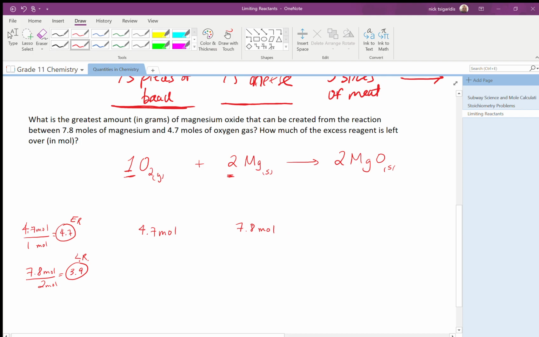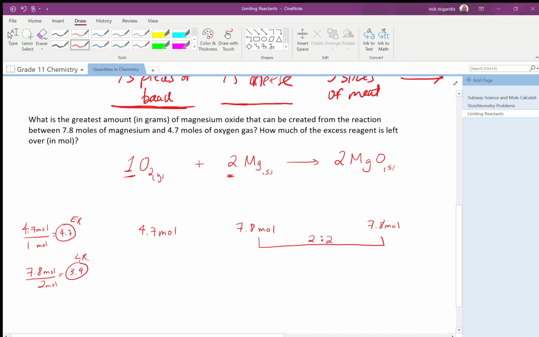So it says here how much of the magnesium oxide is created. And so I've already converted magnesium into moles. I can connect the two, and you'll recall from last class that we can do a ratio. So we have a 2-to-2 ratio, which is the same thing as a 1-to-1. So I actually have 7.8 moles of my magnesium oxide that is being produced.